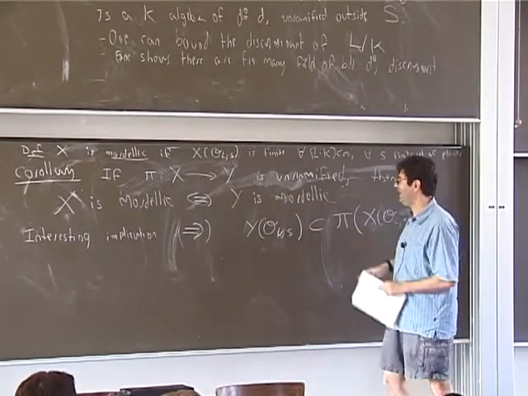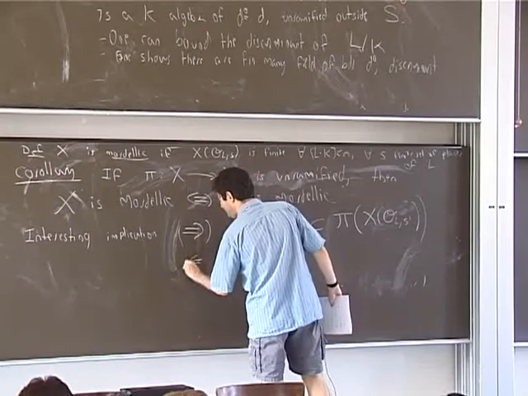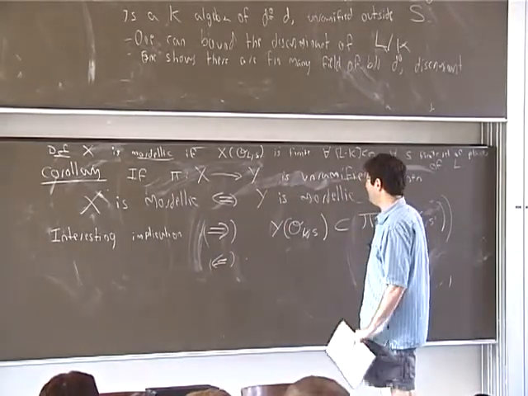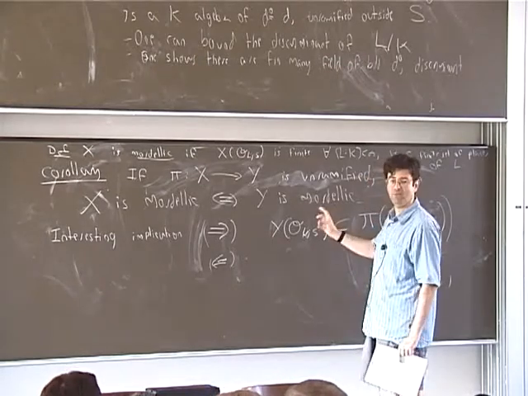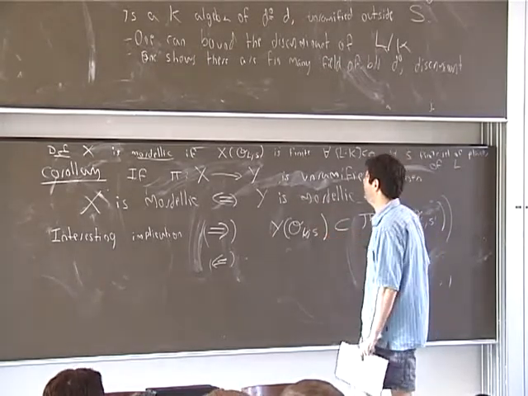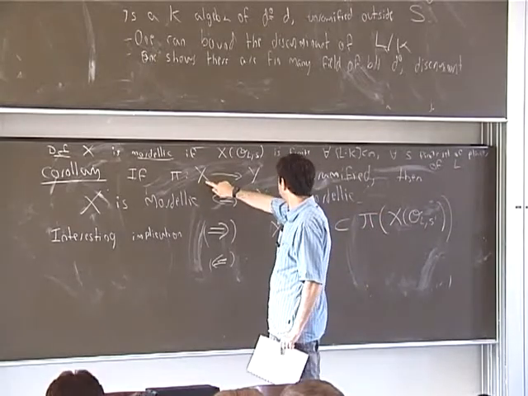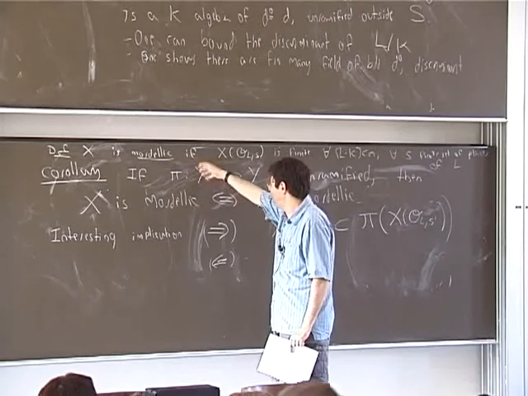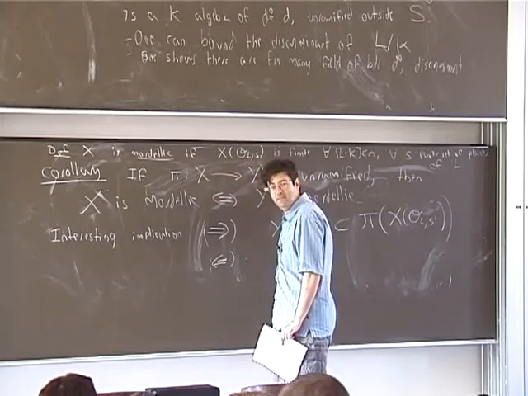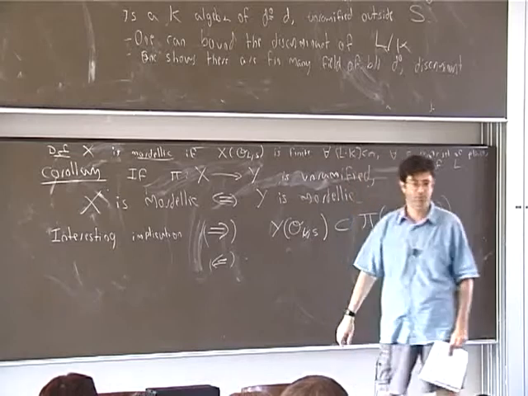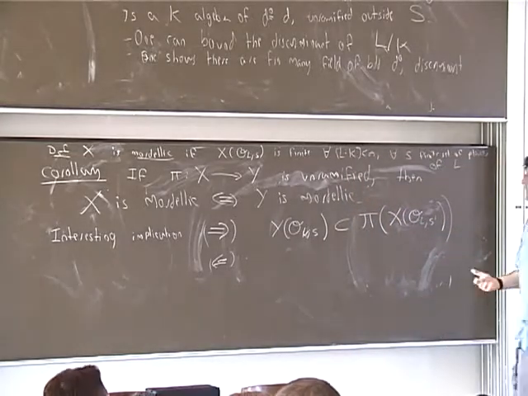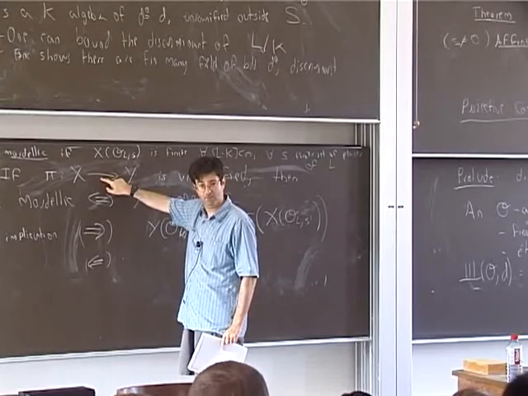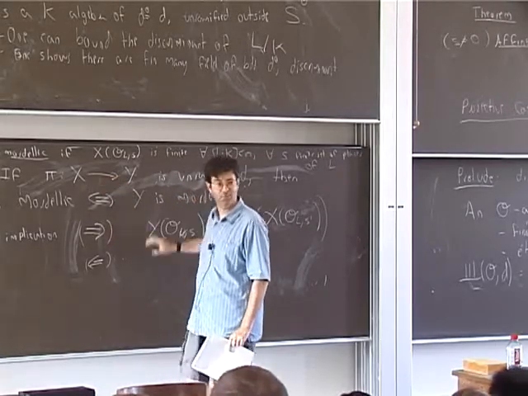Okay, this implication should be trivial. Why is that? Well, it's maybe easier to see when you look at the contrapositive. If x is not Mordellic, then y is not Mordellic. Because if x is not Mordellic, there exists some finite extension where I have infinitely many rational points, and then mapping them down by pi, I'm going to get infinitely many rational points. So, in fact, you see, this boring direction doesn't use the fact that pi is unramified. This one does. This is sort of the beef.